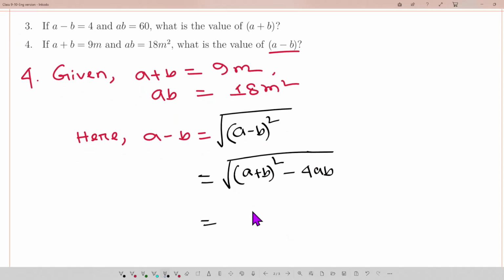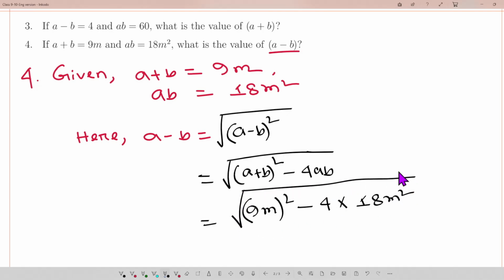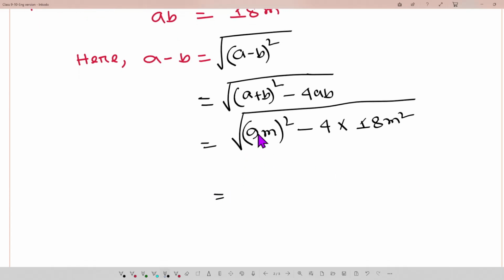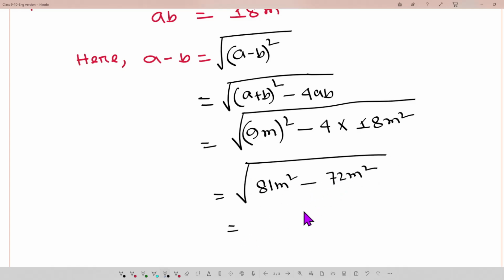Now a plus b whole square means 9m and then square, minus 4 times ab, which means 18m square, and also root. 9 square is 81, and m square, minus 18 times 4 is 72, and here is also m square. Now the root sign. 81 minus 72 means 9m square, root. So our answer will be plus minus 3m.